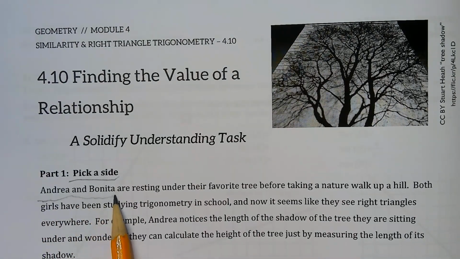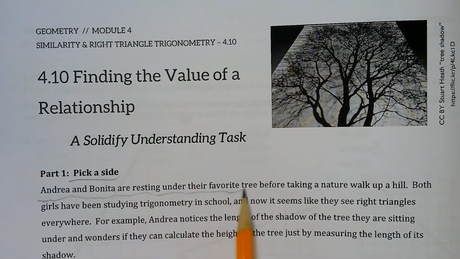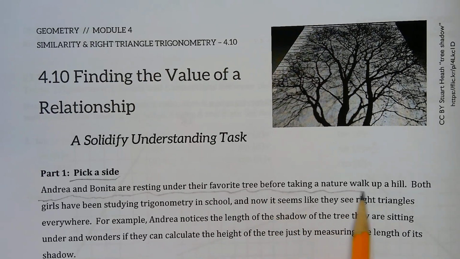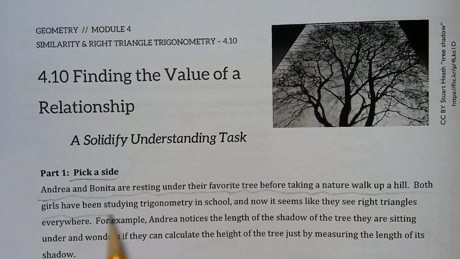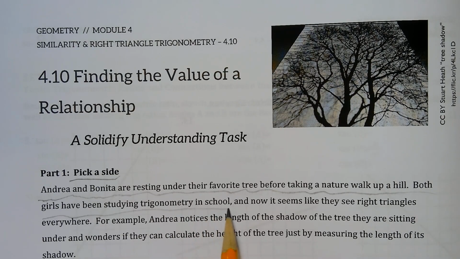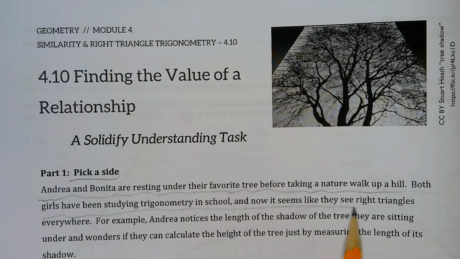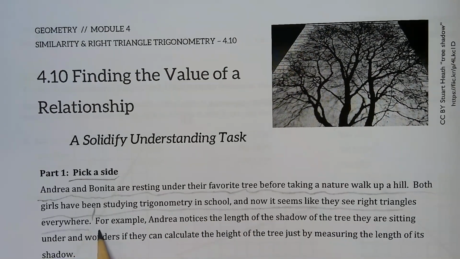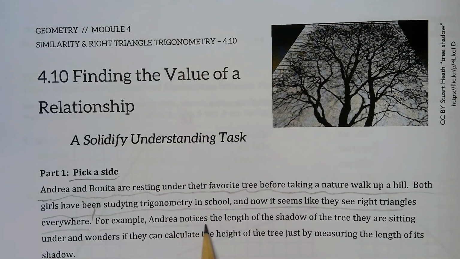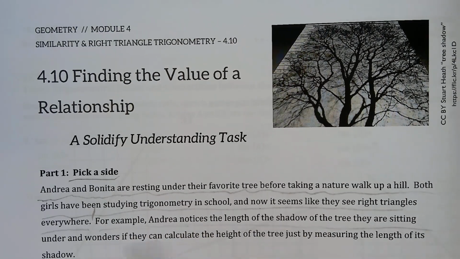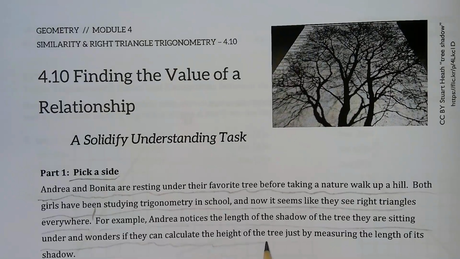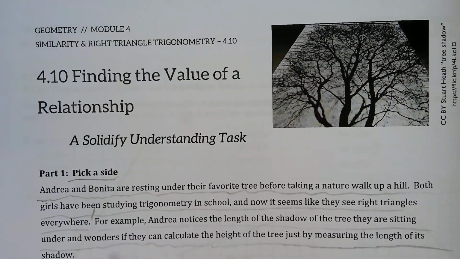Andrea and Bonita are resting under their favorite tree before taking a nature walk up a hill. Both girls have been studying trigonometry in school, and now it seems like they see right triangles everywhere. For example, Andrea noticed the length of the shadow of the tree they are sitting under and wonders if they can calculate the height of the tree just by measuring the length of its shadow.